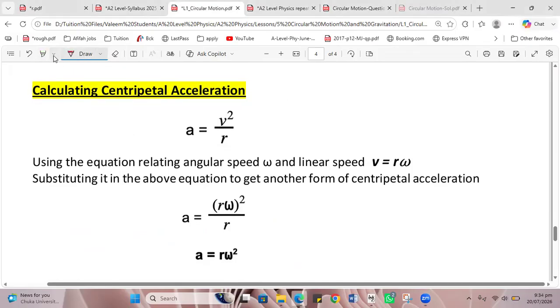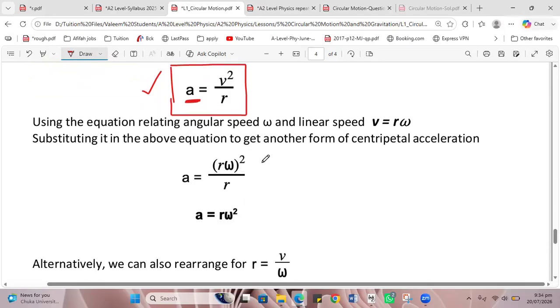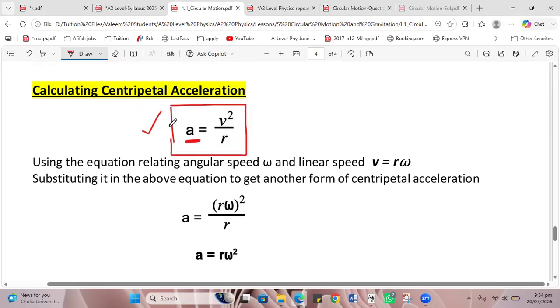Now, there are a few formulas for centripetal acceleration. The first one is this: a is equal to v squared upon r. Again, there is no derivation for this formula needed for your A2 level. You just need to memorize the formula as is. This formula is for centripetal acceleration, v squared divided by r.